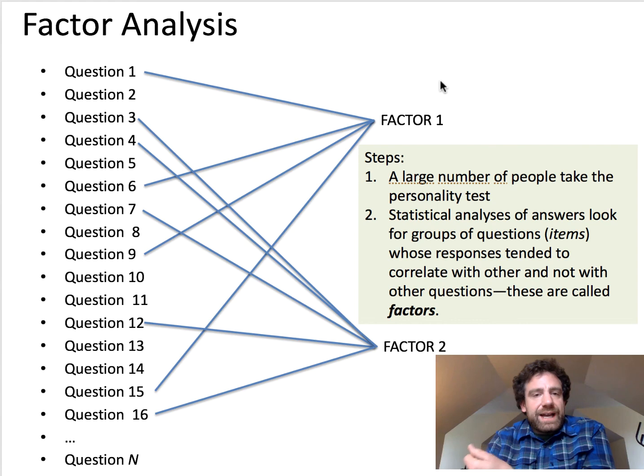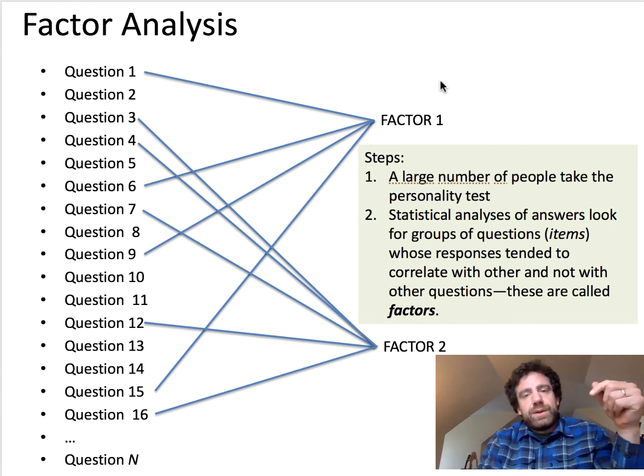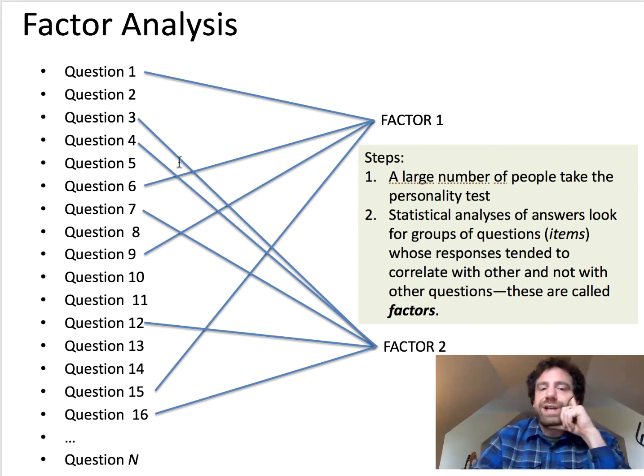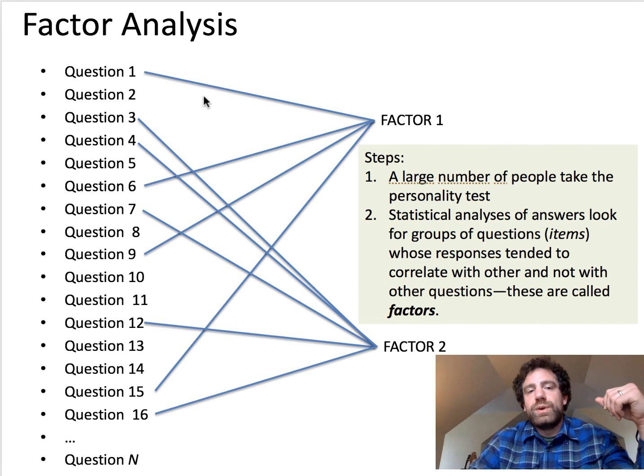To say that this is a factor means that if we know how someone answers question 1, we can predict how they're going to answer question 6 and question 9 and question 15 at a level that exceeds chance. But from knowing how they answered any of the questions in this factor, we cannot anticipate how they would answer questions that are not in that factor.